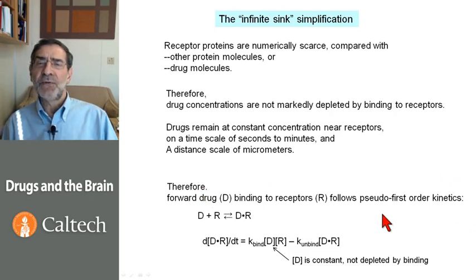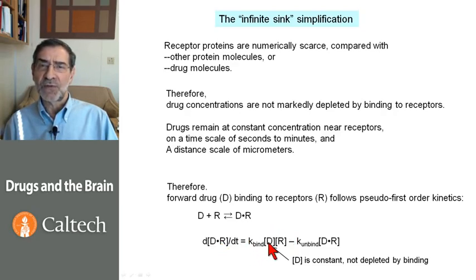Therefore, we can use pseudo first-order kinetics, at least from the viewpoint of a receptor, to describe the drug binding. If we have a drug, D, plus a receptor, R, we get a drug-receptor complex. Now, as we'll see, this drug-receptor complex is not what we measure. We measure some downstream consequences of it, usually. But the differential equation for this process is that the rate of change of the drug-receptor complex is equal to a forward binding rate times the concentration of drug times the concentration of receptor, minus an unbinding rate times the concentration of the drug-receptor complex. And the key here is that D, the drug concentration, is a constant, not depleted by binding.